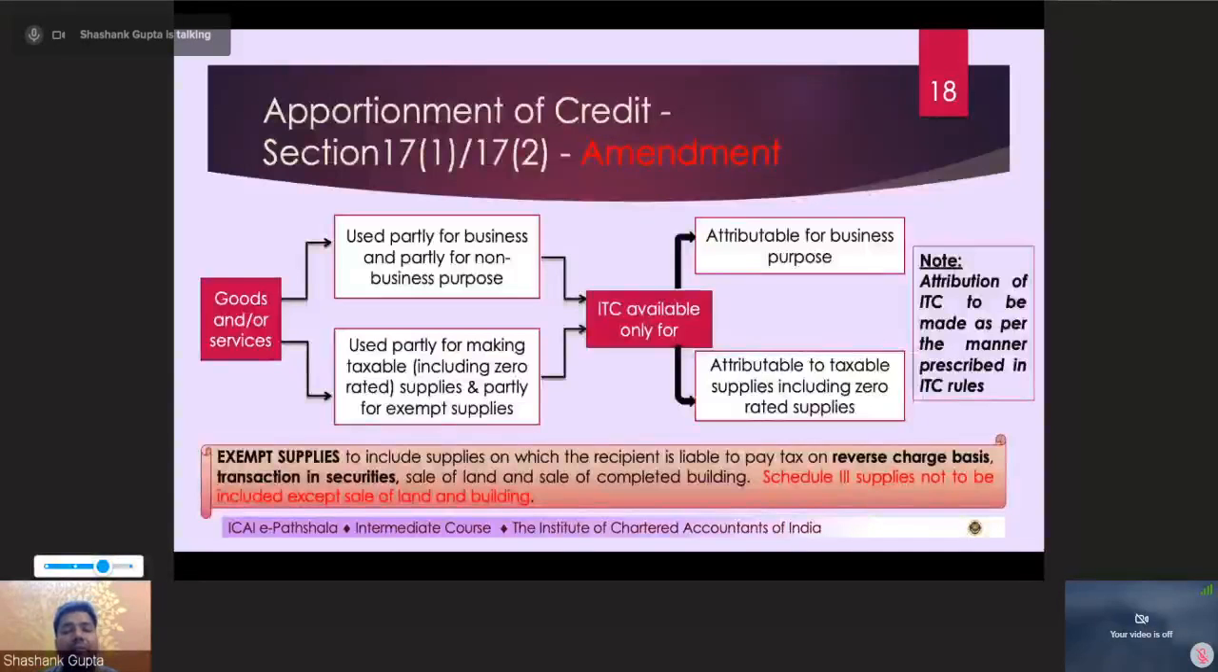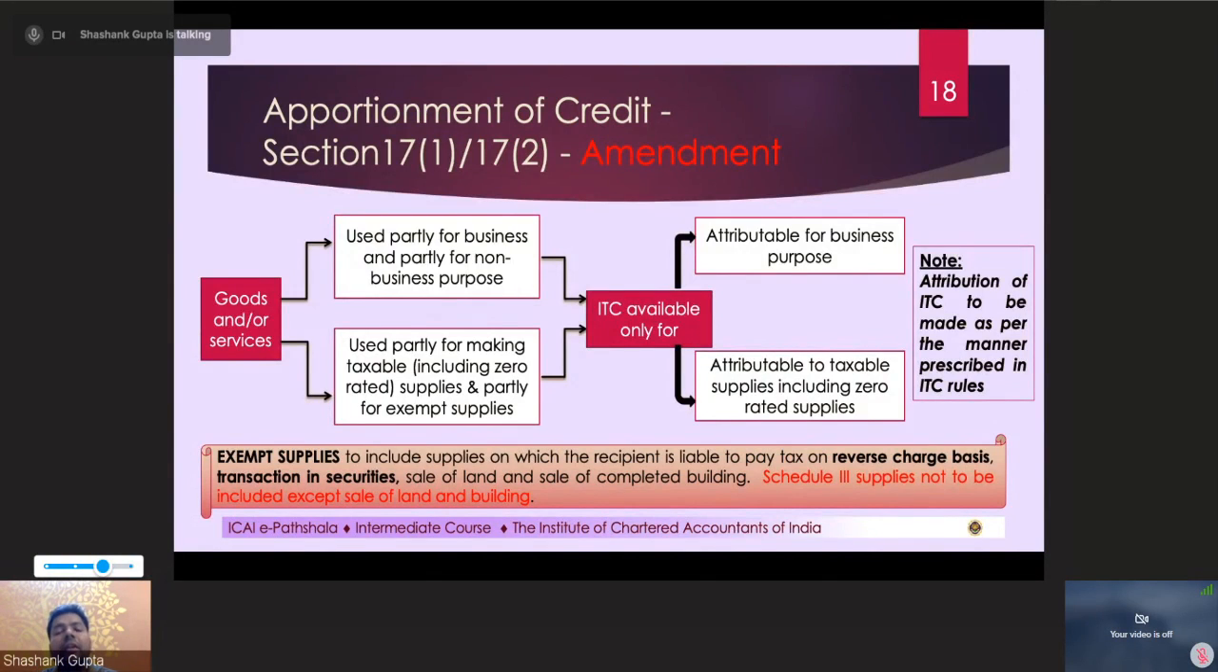if for any business, the bifurcation is so simple that he makes 100 purchases of goods and services, 50 are used for business, 50 are used for non-business, then credit will be availed on the entire 50, and for the rest 50 used for non-business, no credit is available. From this 50, 25 are used for making taxable supply, 25 are used for making exempt supply, credit only to be availed on 25, and the rest of the 25 to be foregone.